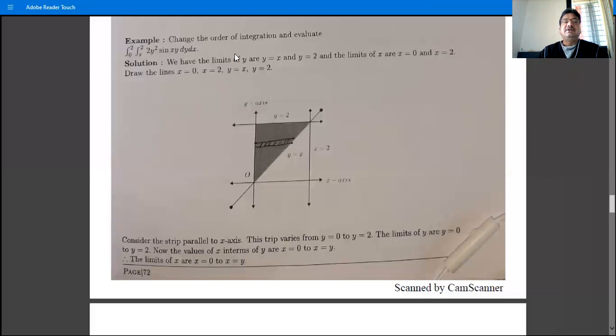Next problem is change the order of integration and then evaluate the integral from 0 to 2, x to 2. So first draw the figure. So x to 2 is the limit on y.